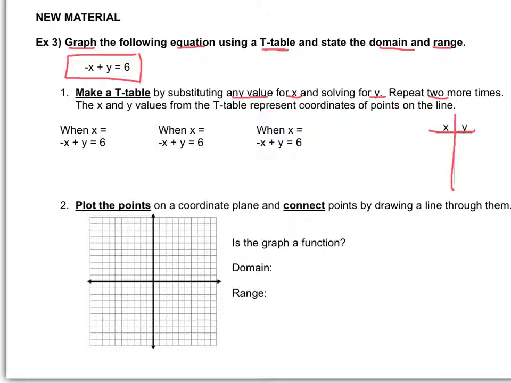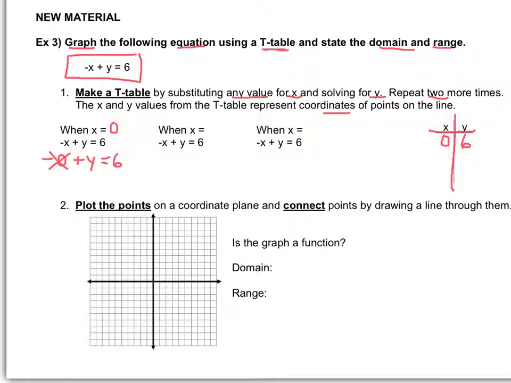Now it says what we want to do is substitute any value for x and solve for y. Repeat 2 more times, and the x and y values from the t-table will represent coordinates of points on the line. So let's start out, and let's just start with 0. I usually always start with 0, and we're going to let x equal 0. So negative 0, plus y equals 6. Well, -0 is nothing, so that means y is equal to 6. So on my t-table, I would put when x is 0, y is 6. So that would be my first ordered pair.